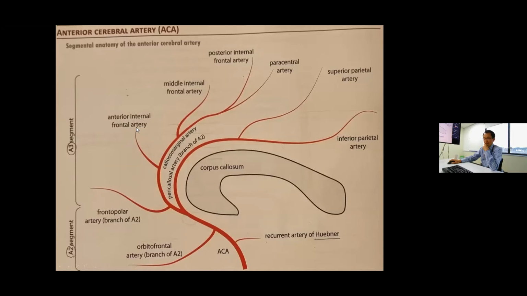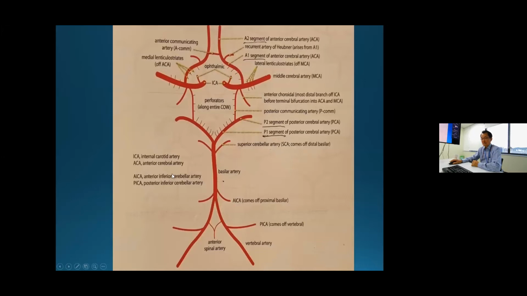And on the posterior circulation, the circle of Willis, you can see the middle and anterior, but back here, the basilar artery. And then this posterior one we call PICA. Posterior, superior cerebellar artery here, and the posterior communicating.